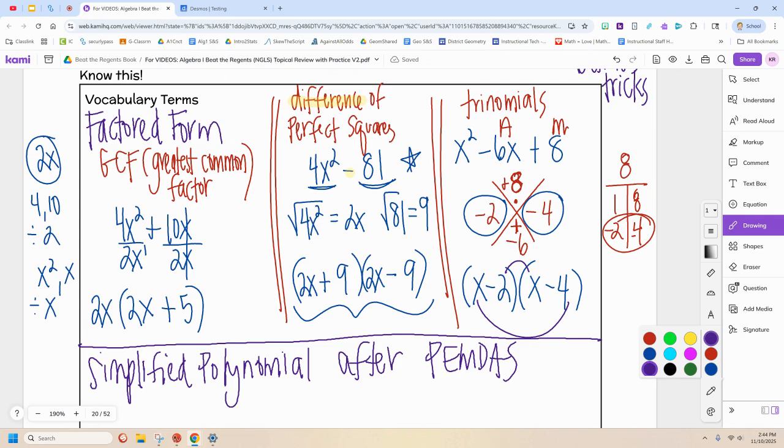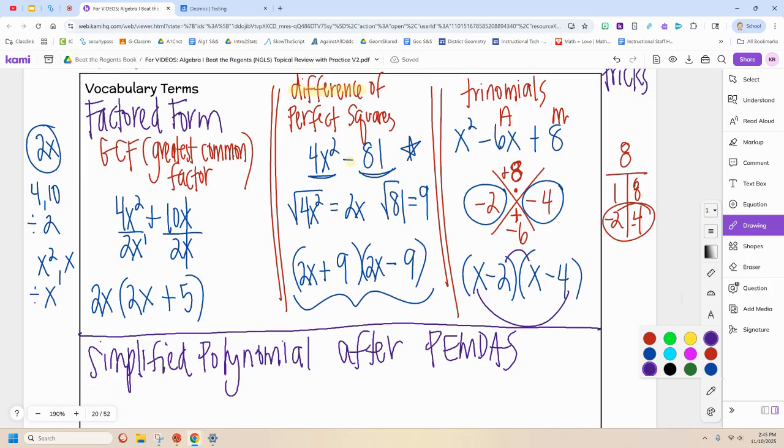Okay, so that was a lot of information about factoring. And it's good to be able to factor because sometimes you can squeeze a point out of an open-ended question. But let's look at some multiple choice and see how we're going to beat the Regents. So go ahead and turn the page.